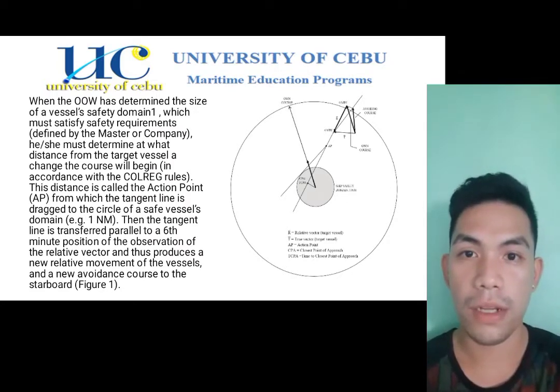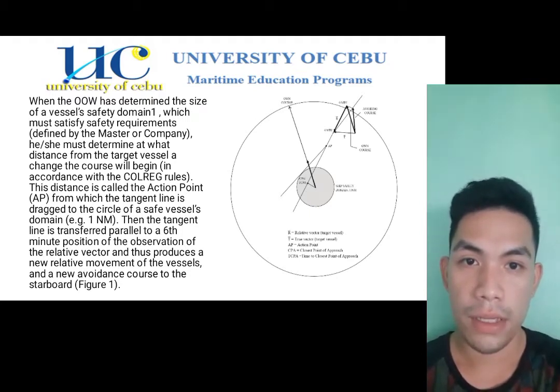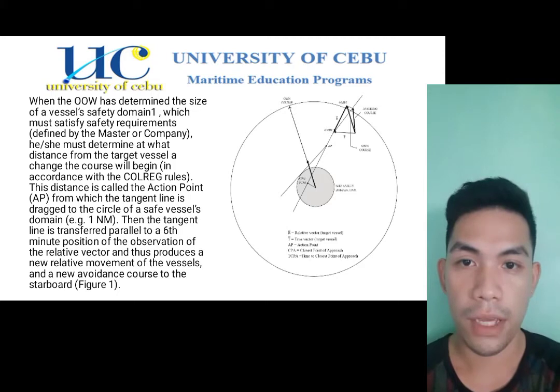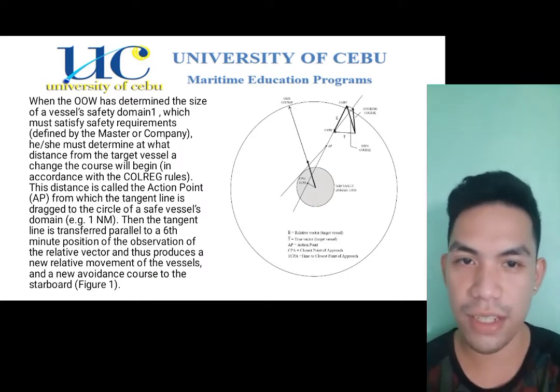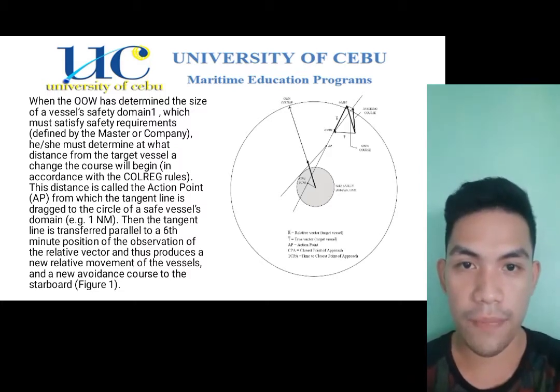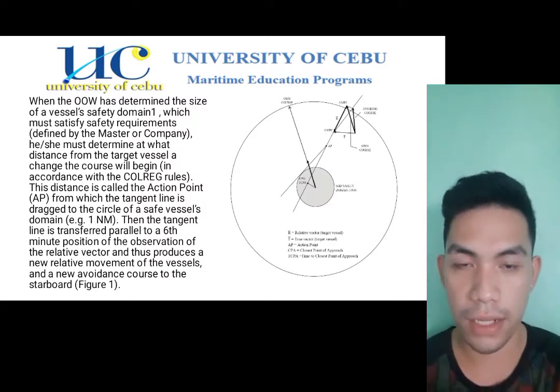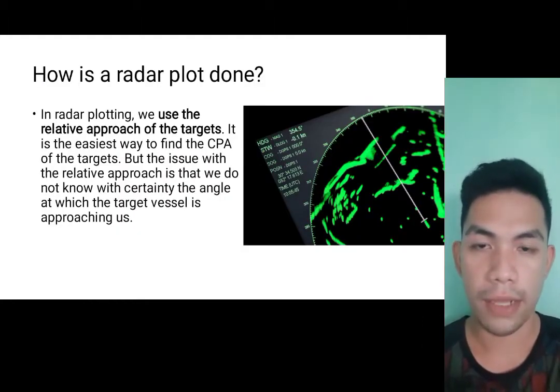Next, if we are in the open sea and have good visibility, the estimated CPA is not less than 1 nautical mile during the day, and if at night or in heavy seas, it is not less than 2 nautical miles. In restricted visibility, the CPA must be greater than 2 nautical miles. In this article, a vessel safety domain or CPA limit is determined by the author, and it is at least 1 nautical mile. Next, how is radar plotting done?